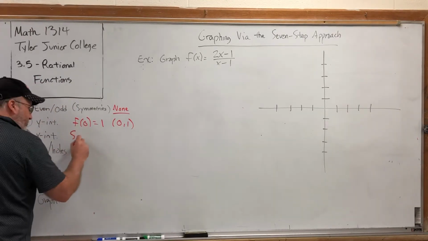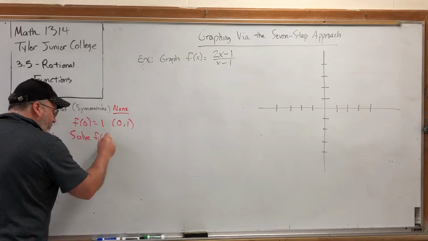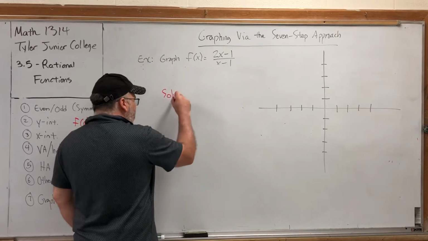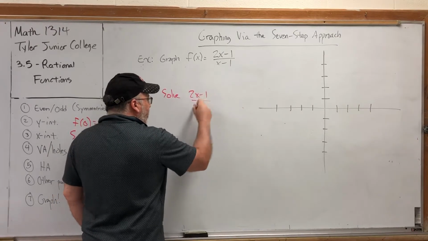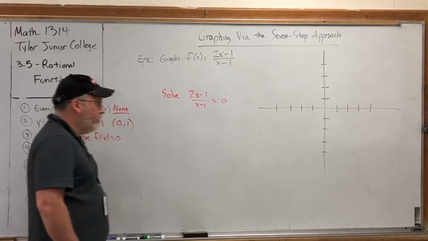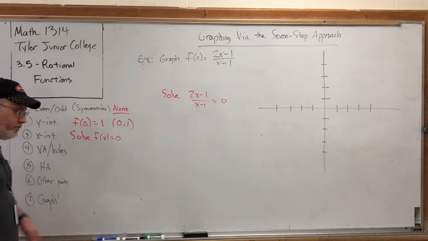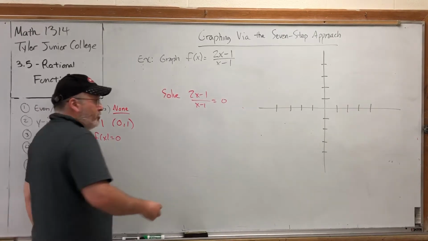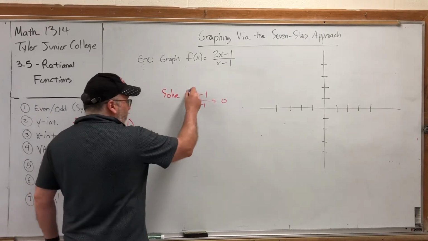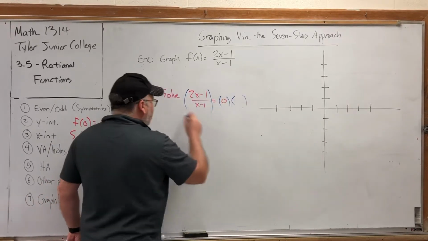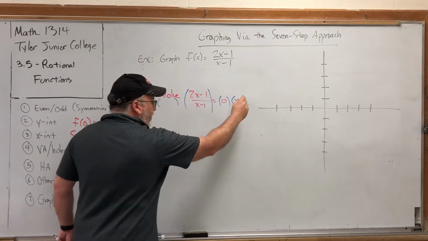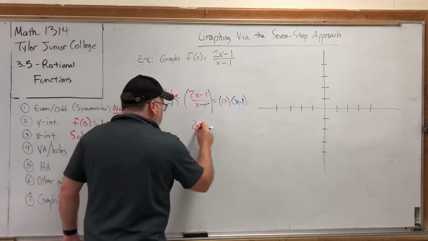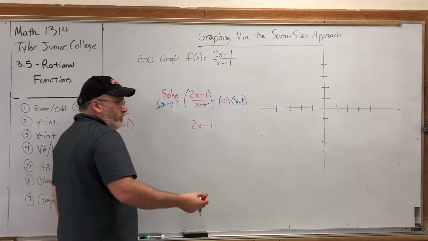X-intercepts. The story for that is still the same. Solve the function equal to 0. If we want to solve 2x minus 1 over x minus 1 is equal to 0, the first thing we should be concerned about is the fraction, but we've dealt with this before. To solve an equation containing a fraction, it's a good idea to get rid of the fraction as soon as possible, and you can do that by multiplying both sides by the denominator, x minus 1. The denominators would cancel, leaving you 2x minus 1, but on the right side, 0 times anything is 0.